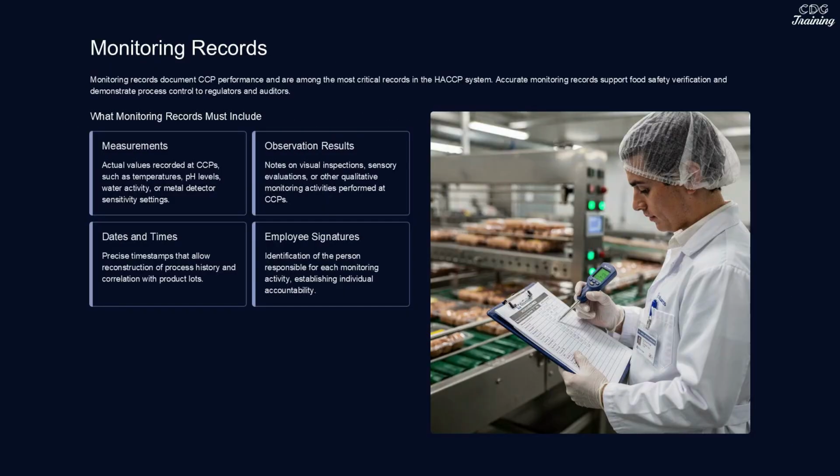Monitoring records document CCP performance and are among the most critical records in the HACCP system. Accurate monitoring records support food safety verification and demonstrate process control to regulators and auditors. They must include measurements, observation results, dates and times, and employee signatures to ensure accuracy and correlation with process data.